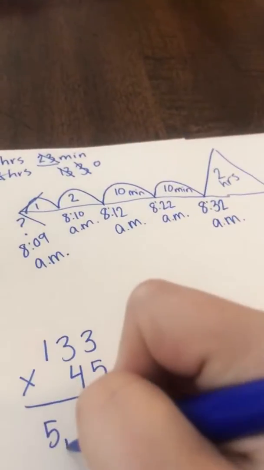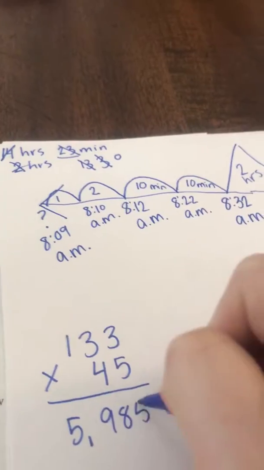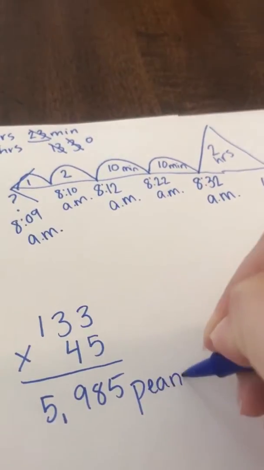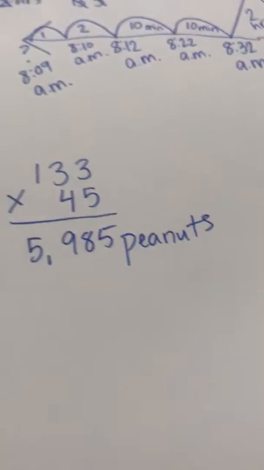133 with 45 bags, and 133 peanuts in each gives me 5,985 peanuts all together. Okay.